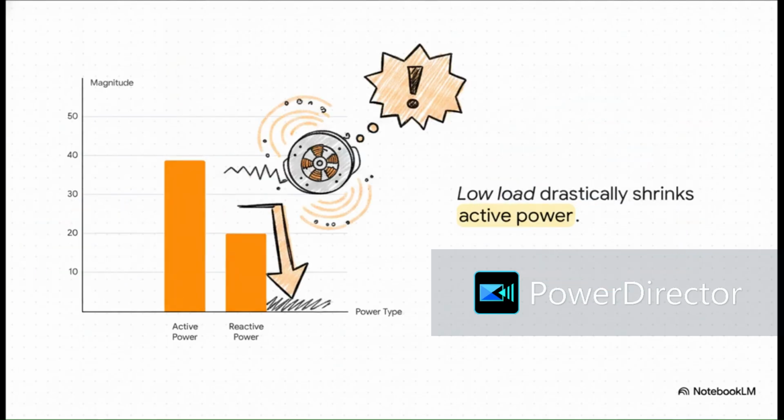But here is where it gets wild. If you drop that load down to 30 or 40%, the motor barely has to do any physical work, so the demanded active power shrinks drastically. But, and this is the absolute key to the whole puzzle, the reactive power stays exactly the same. Why? Because whether you run it at 70% load or 30% load, the motor still has to produce the exact same magnetic field just to function. So your active power drops like a rock, your reactive power doesn't budge an inch, and that crucial ratio just completely tanks, and that is exactly why your overall power factor drastically decreases.